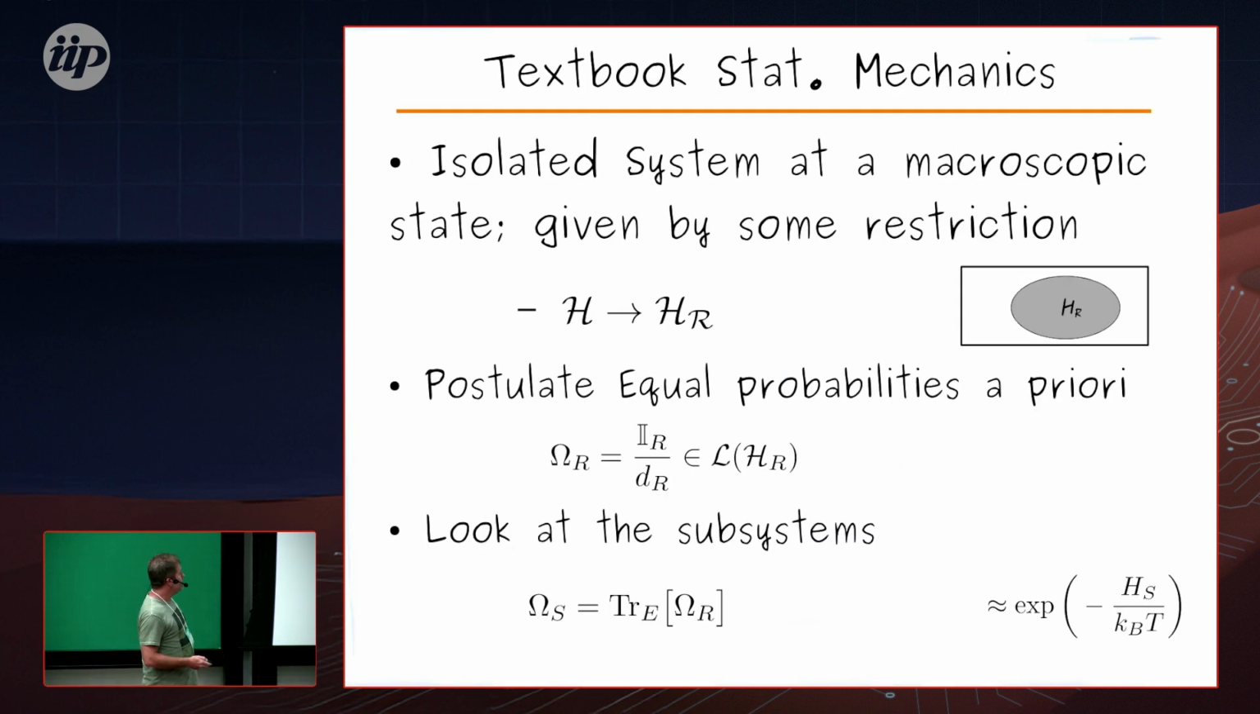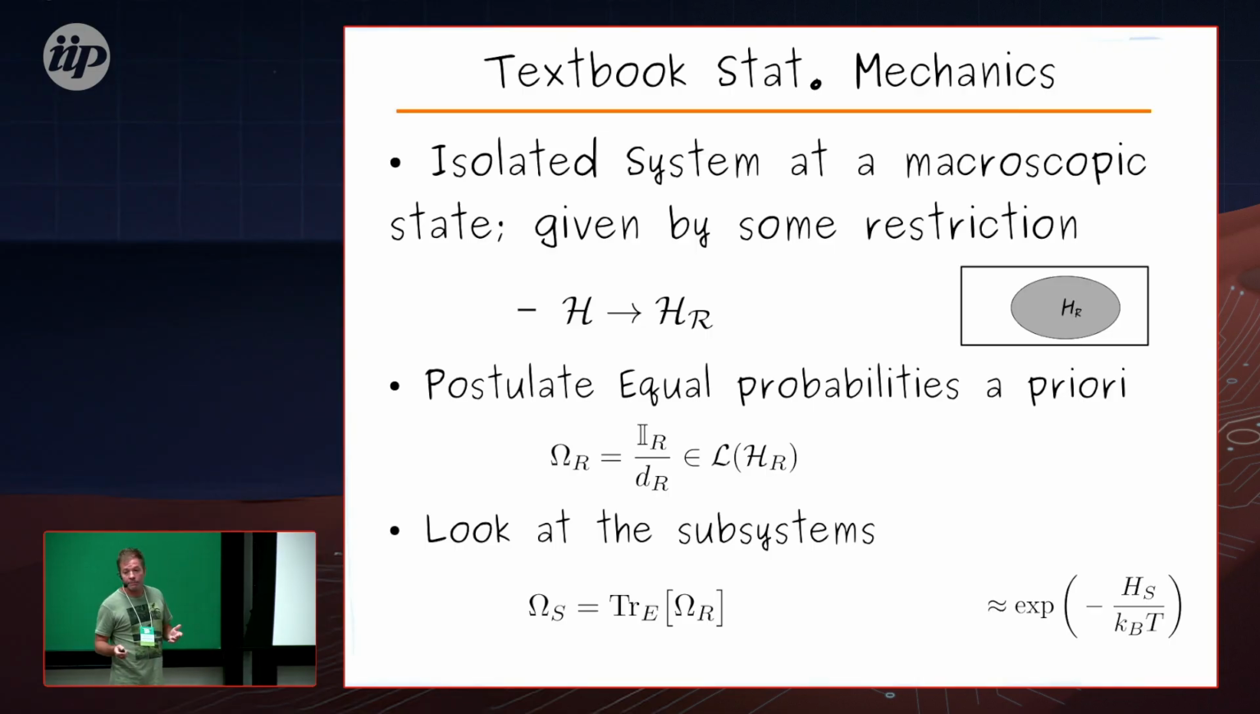How can I do this in the quantum mechanics setting? Again, I have some restriction, the gas is in a volume, so I have a restricted Hilbert space. And what I can do now is postulate equal a priori probabilities, which is a uniform distribution, the identity in your subspace, okay? And you can do calculations here.